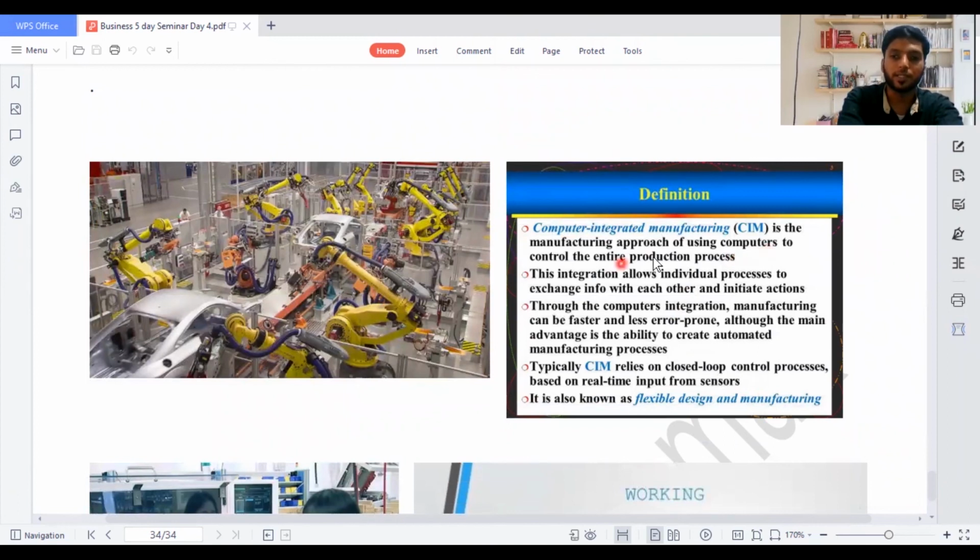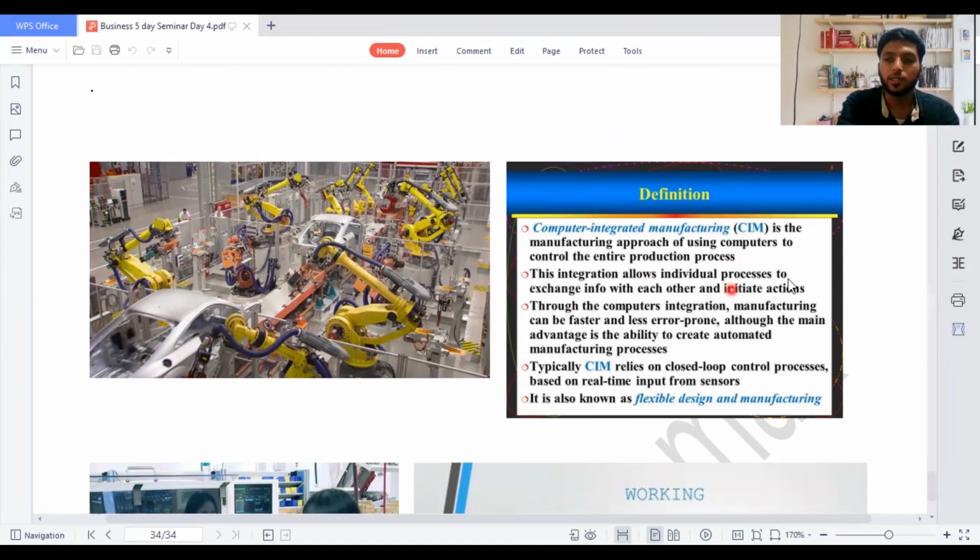Then we have the next part of the content, which is computer integrated manufacturing. CIM is the manufacturing approach of using computers to control the entire production process. You might see here a car has been made within this. No one is getting involved. So the entire car is made within this system. The car moves on, and the tire gets fixed, and the other parts get fixed, everything happens in an automated, integrated way.